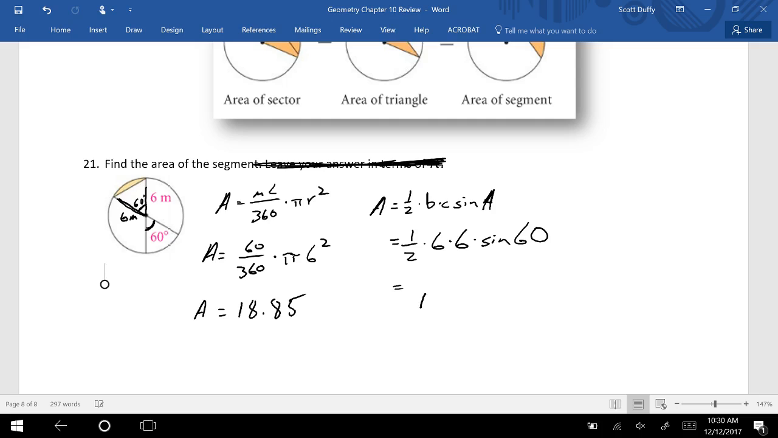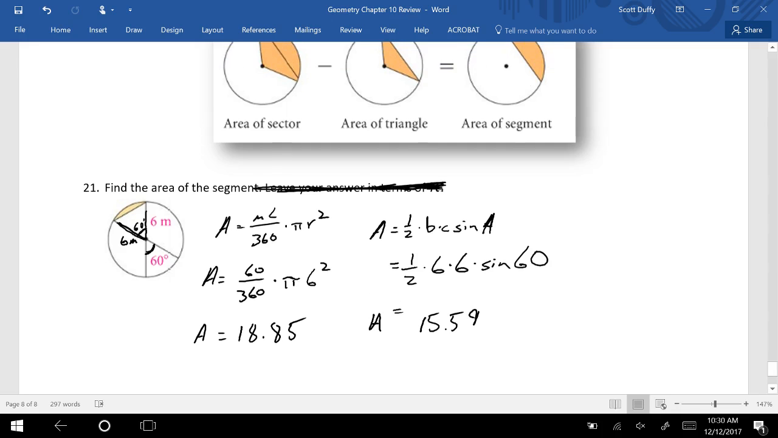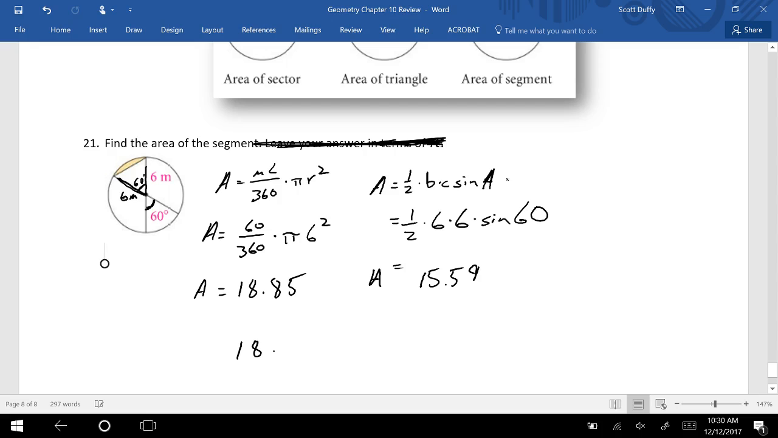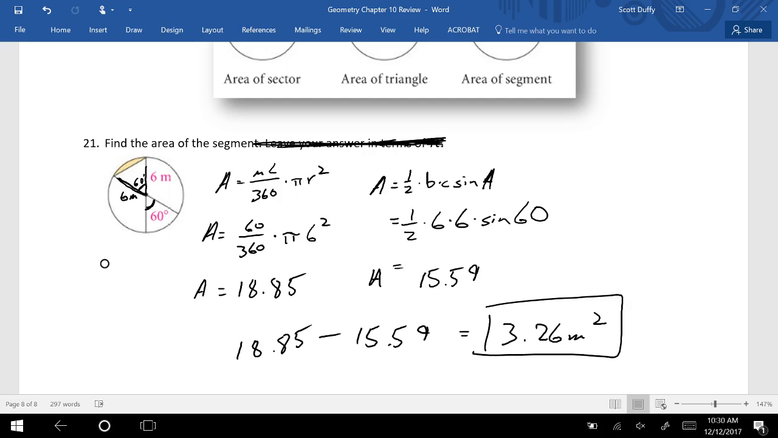And you should get 15.59 for that area. When you know the area of the sector and the area of the triangle, subtract them and you get the area of the segment. So we take 18.85 minus 15.59, and you get an area of 3.26 square meters. And then you're done.